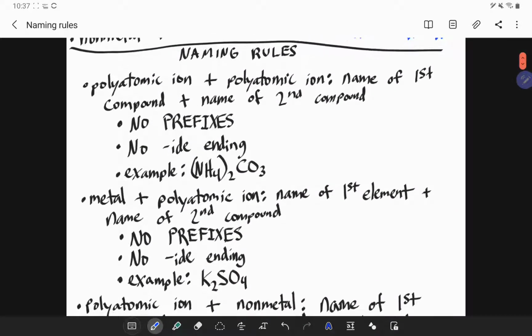So, naming rules. I'm breaking this down as simply as I can. Let's start with a polyatomic ion bonded to another polyatomic ion. These are probably my favorite to do because they are the simplest. All we are going to do is write down the name of the first compound and then write down the name of the second compound. That's all there is to do. We don't have to change anything. We don't have to add anything. We just have to identify what polyatomic ion this is and what polyatomic ion this is. We don't even have to count how many of each one we have. So this 2 is irrelevant for how we're going to name this.